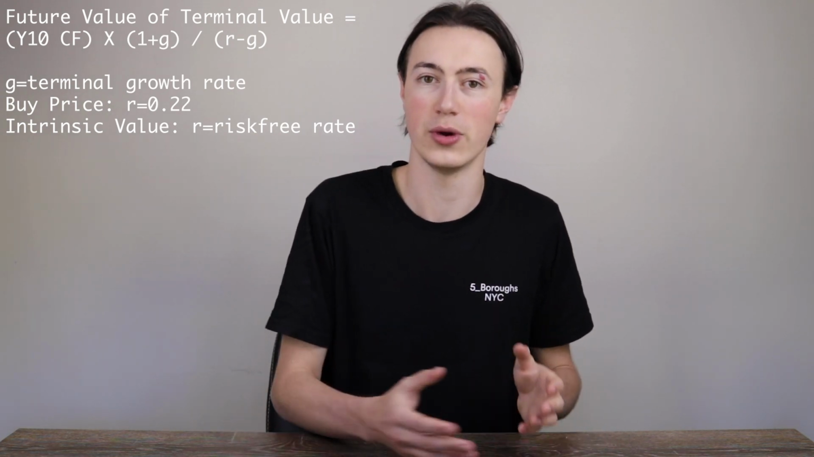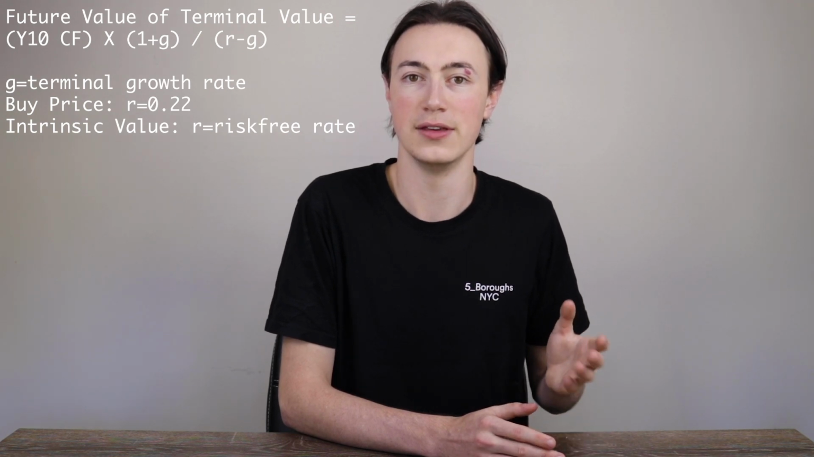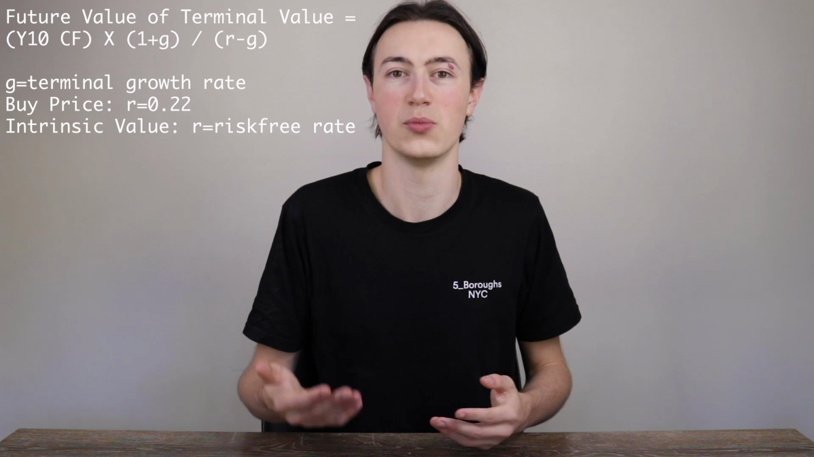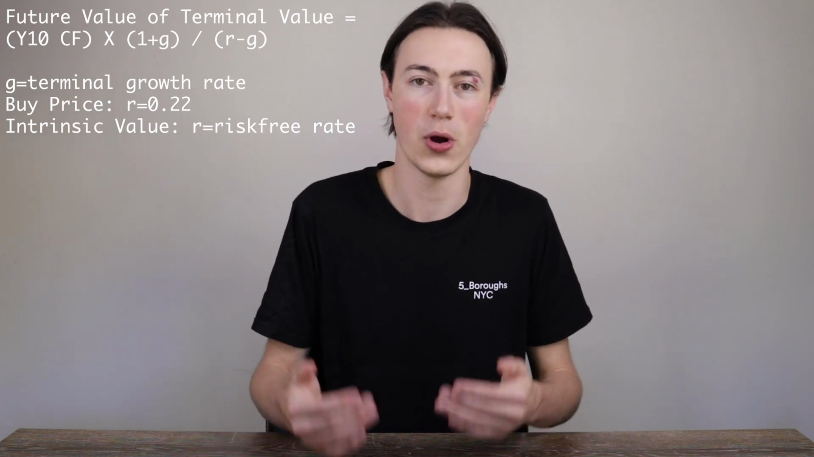If it's intrinsic value, we're going to be discounting by the risk-free alternative in most circumstances. But if we're looking for the buy price, then we are going to be discounting at our personal target return. Also, when you are using a perpetuity growth formula, the growth rate that you are projecting into infinity forever needs to be smaller than your discount rate.